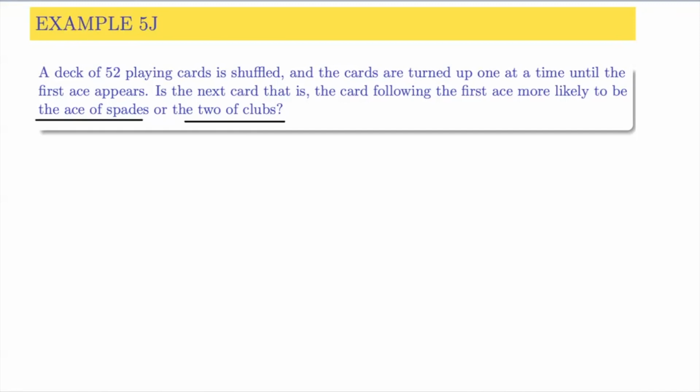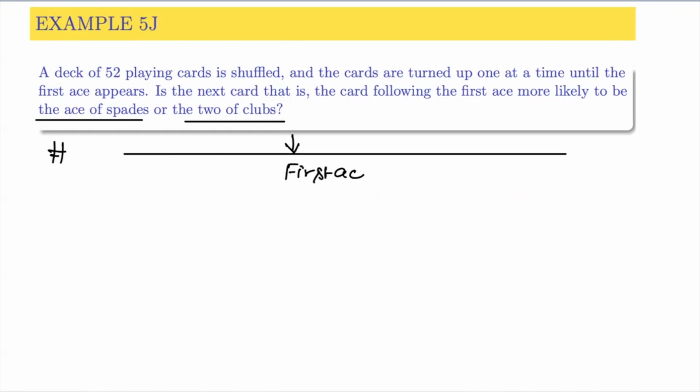Clear? So that means that first, out of the 52 arrangement, you find out where the first ace is. And after getting the first ace, you need to check whether the very next card after the first ace is the ace of spades, or this very next card is the 2 of clubs. This is the question. So how to answer this question?